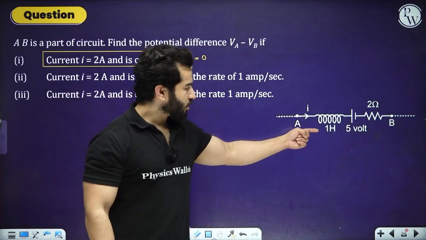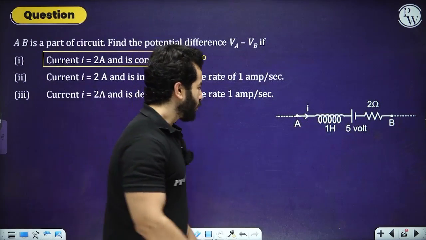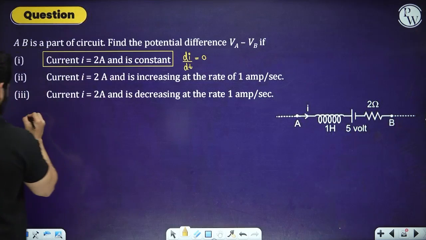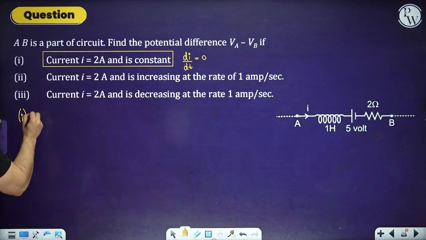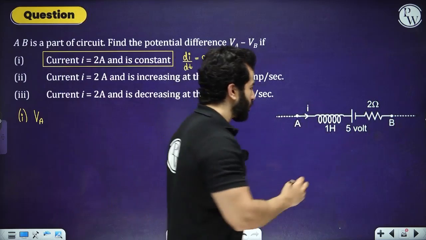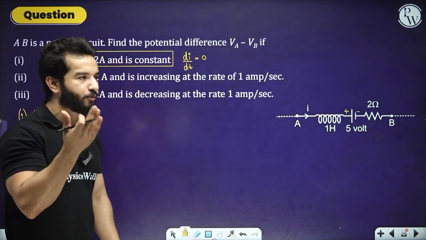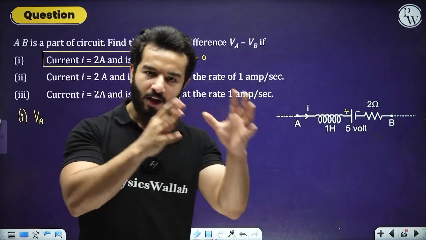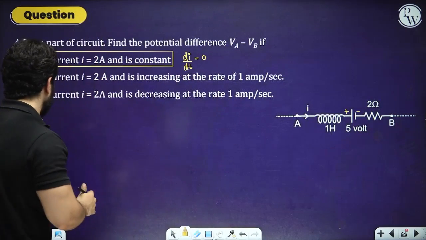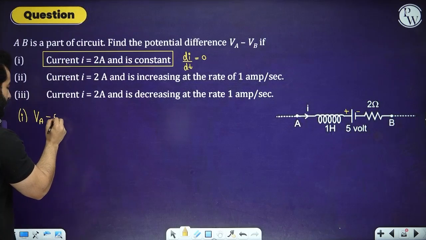So this is of no use. Use a normal wire over here. So for the first question, we'll write something like VA, then we'll move on. We move from the positive terminal of the battery to the negative terminal. As you know, if you have any trouble with this sign convention, watch my current electricity video also. Because we are moving from positive to negative, we'll write minus 5.